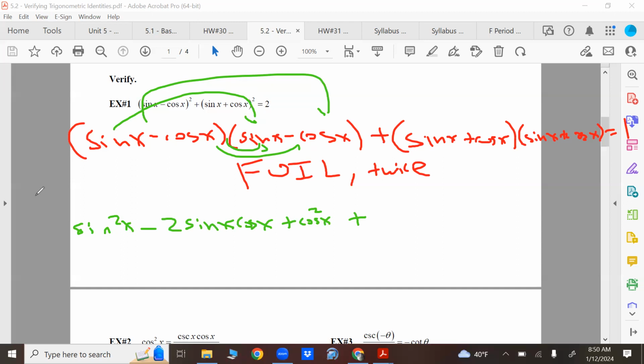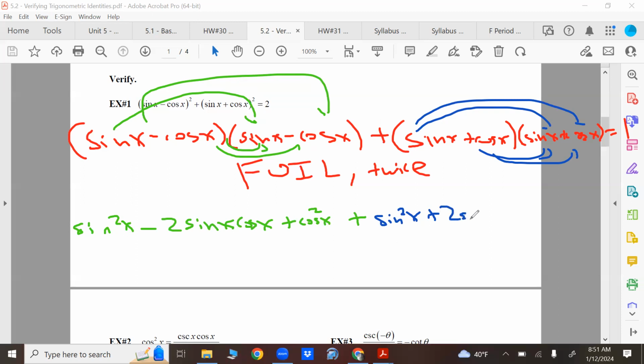And then I'll do the other one in blue, so it stands out. Sine, boom, boom, boom. Sine squared x. Okay. I know what we did earlier worked, but it wasn't the right algebra. This is the right algebra.